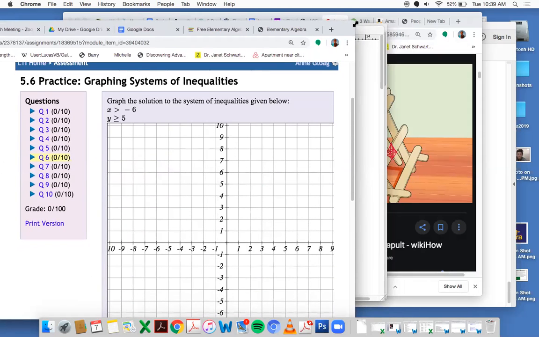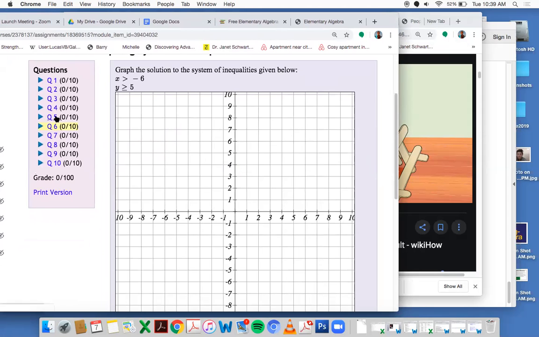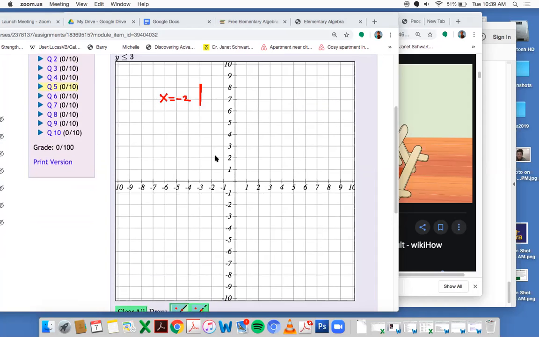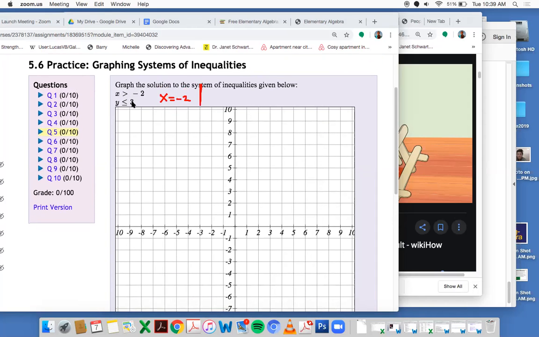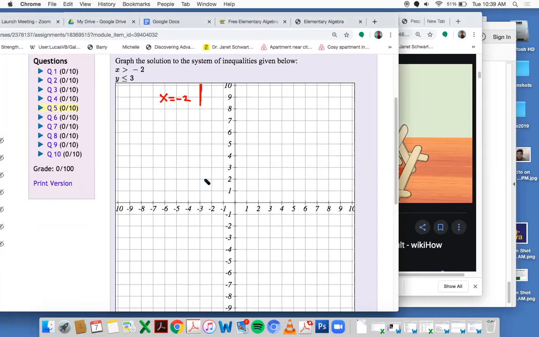Okay, so number 5 on mine says graph the system of inequalities given below. The first one is x equals -2, or x is bigger than -2. So we need to first graph the line x equals -2. Remember that x equals something is a vertical line. We need to pick the one that has a dashed line. So we're going to pick this one. Now we need to draw a vertical line at x equals -2.